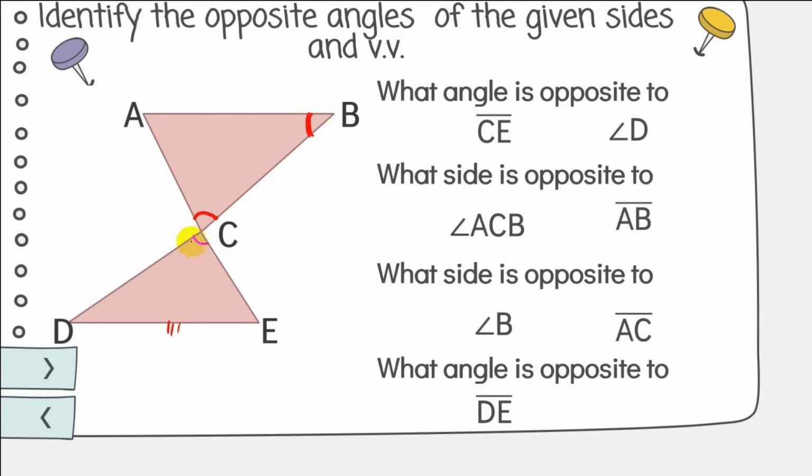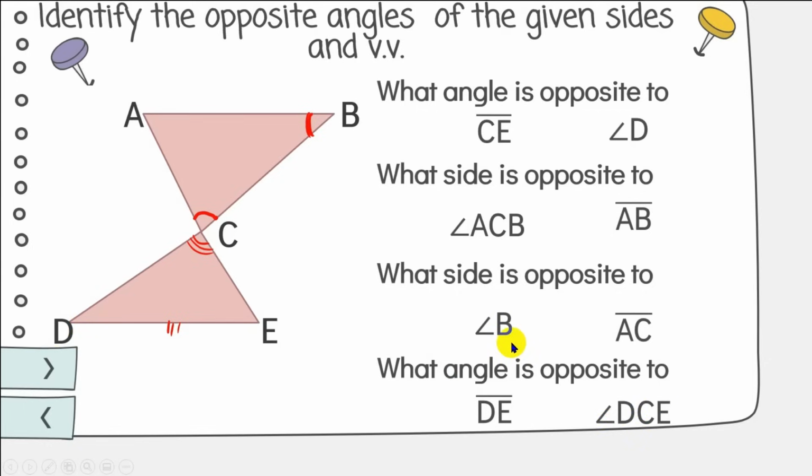Kaya lang, we have to be careful, class. Hindi pwedeng angle C lang ang ating ilalagay na name because marami tayong angles na makukuha sa vertex C. So, kailangan gumamit tayo ng other name for angle C, which specifically tells na itong angle na to ang tinutukoy natin. So, that would be angle DCE or angle ECD.